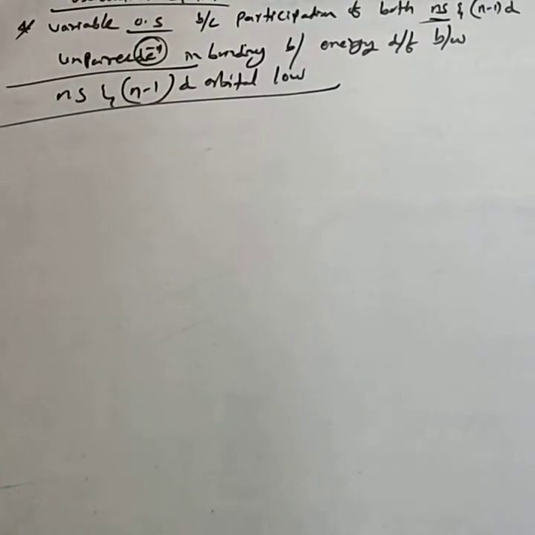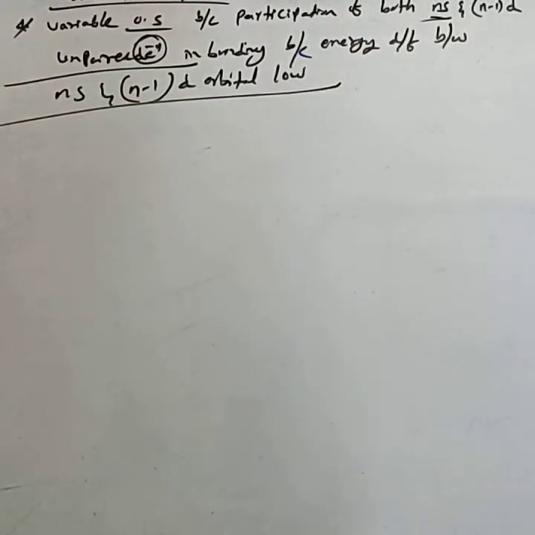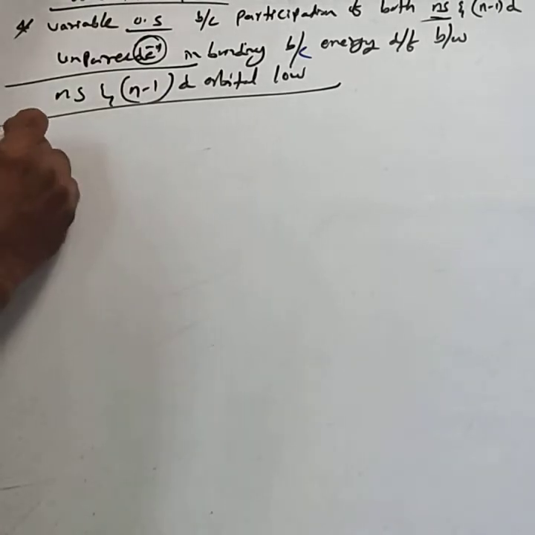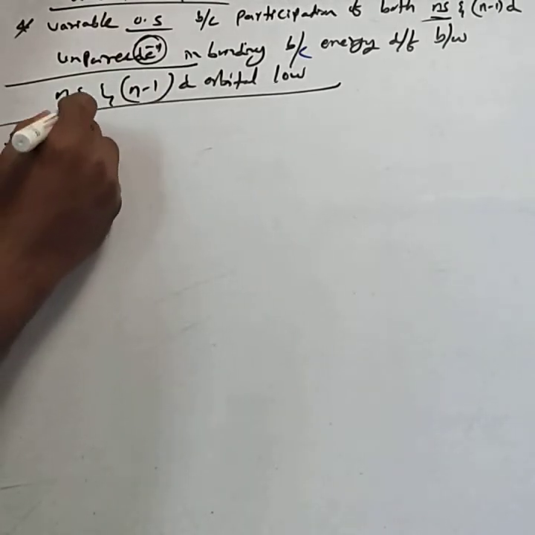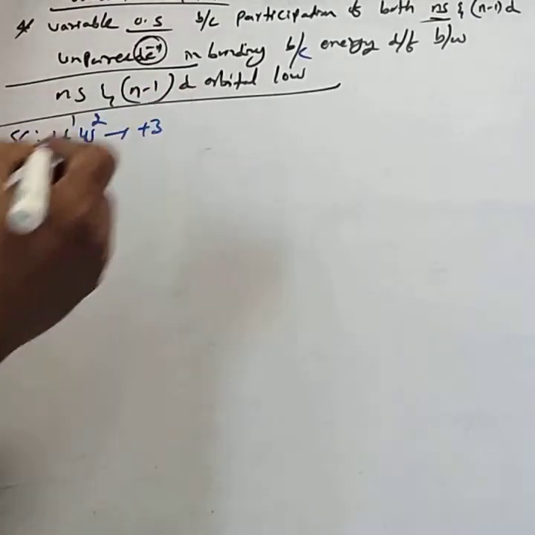This is a 1 mark reason, or sometimes they can ask for 2 marks. Why do transition elements show variable oxidation states? Because of the participation of both ns and (n-1)d unpaired d electrons in bonding, because the energy difference between ns and (n-1)d orbitals is very small. Then you consider scandium. Scandium is 3d1 4s2. It shows the +3 oxidation state.